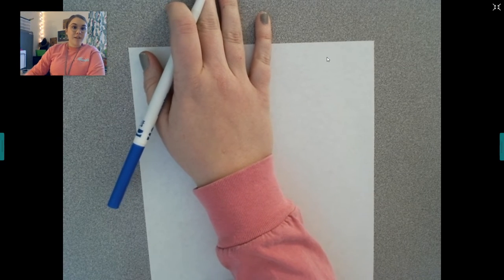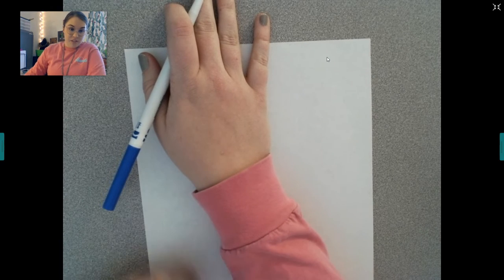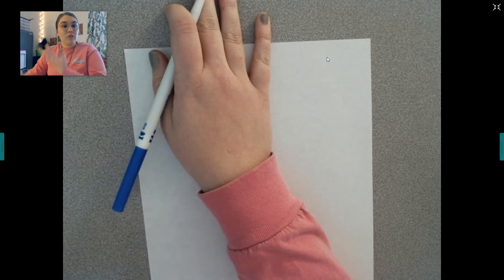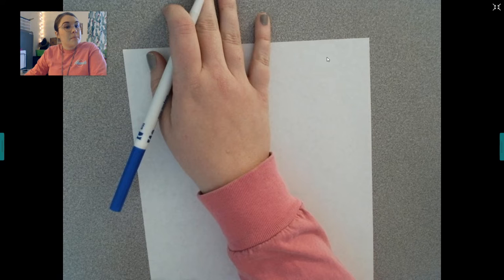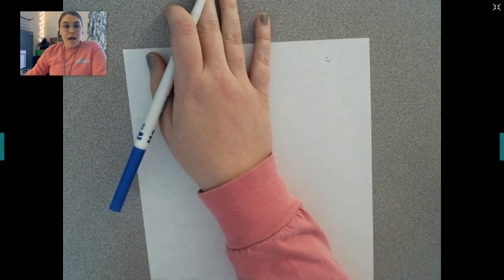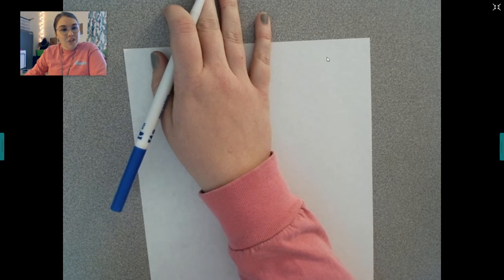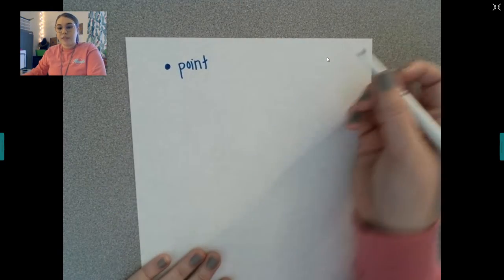So we've been doing a lot of things in math this week where we have been learning about geometry terms. So you need to have some terms memorized by the end of the week and just get used to seeing them. So let's start off with a point.